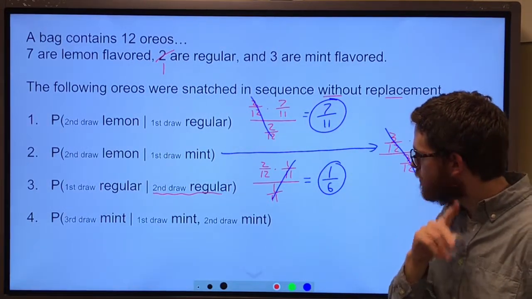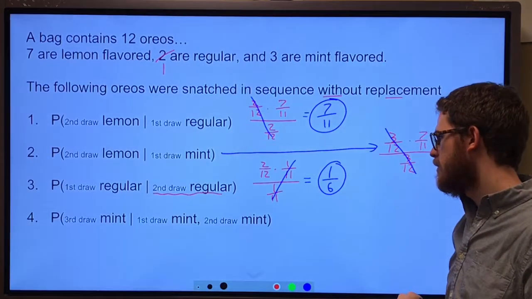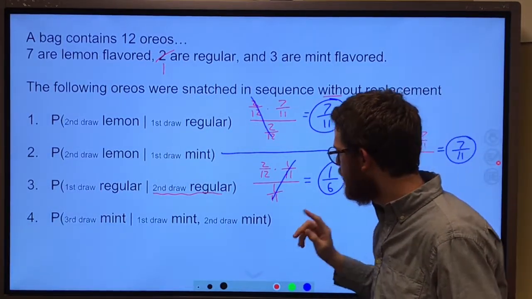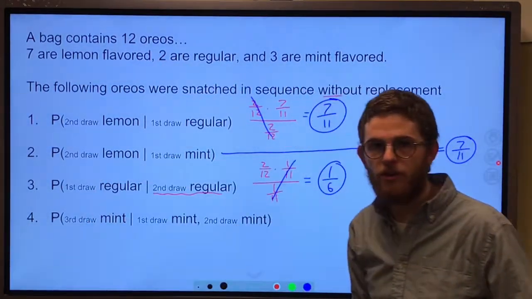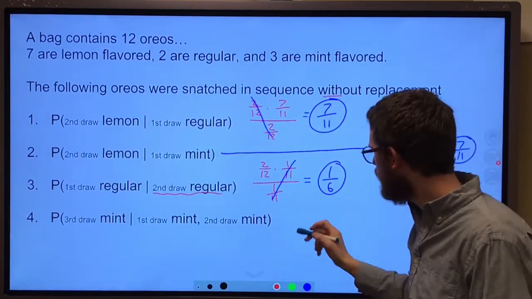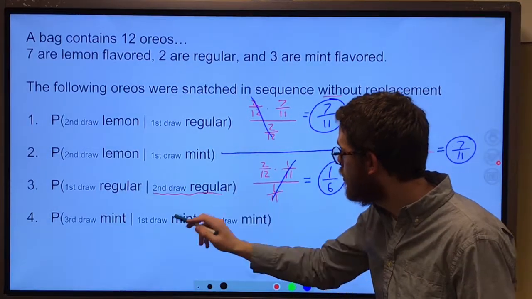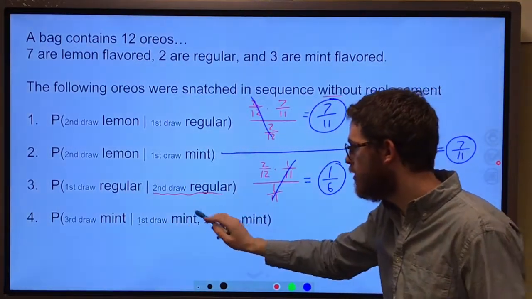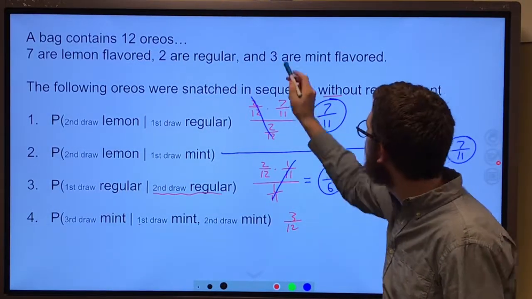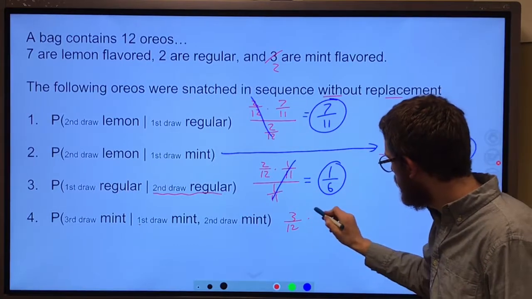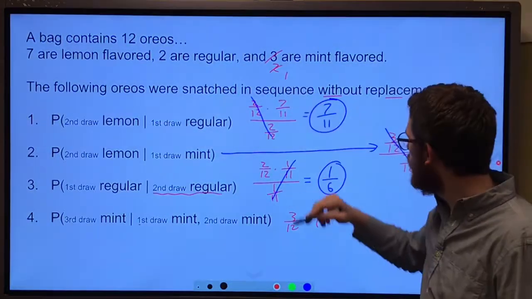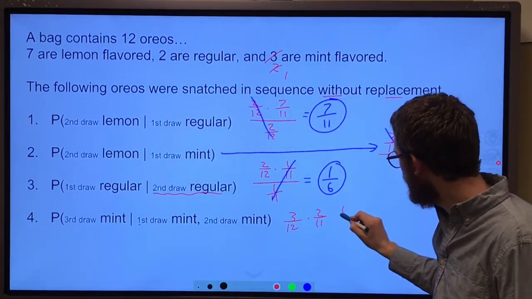Finally, the probability that the third draw is mint, given that the first draw is mint and the second draw is mint. So we're resetting our bag of Oreos. We know this would be the probability of all three things happening. I'm going to start with the first draw, then the second draw, then the third draw. First draw being mint would be 3 out of 12. Then I have 2 mint, so the probability of getting a mint the second time would be 2 out of 11. And then I have 1 mint, and the probability of getting a mint the third time would be 1 out of 10.